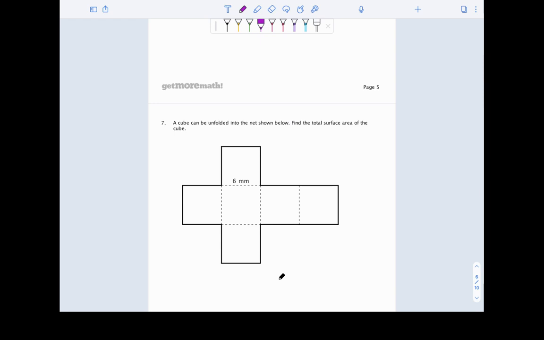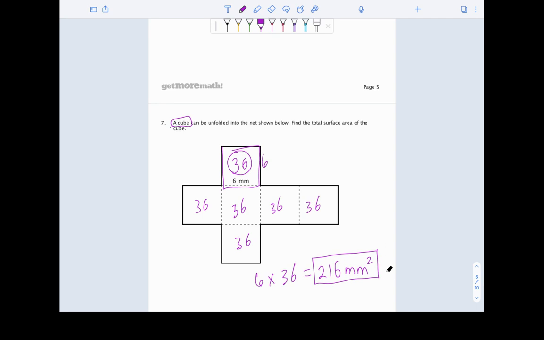All right, now here's a cube. So again, a cube means this is 6 by 6. This is a square, so they're all the same size, all 6 by 6. So if this is 36, they're all 36. So I have 6 sides that are 36. So 6 times 36 is 216. So these cubes are kind of nice. And that's how that rolls. Okay, so that is it for surface area from a net.